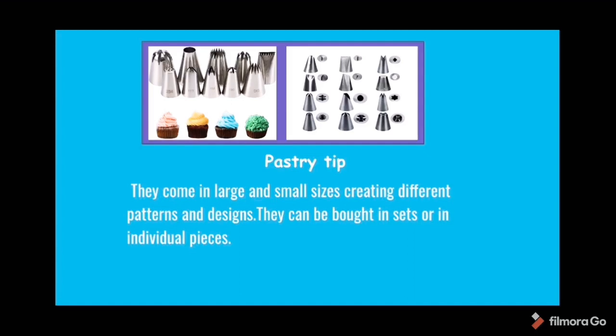Pastry tips come in large and small sizes, creating different patterns and designs. They can be bought in sets or in individual pieces. So when you push the meringue or icing inside a pastry bag, the meringue will come out from the tip of that pastry tip, depending on the design on the tip, it will create rugae or zigzag, depending on your choice. And depending on the availability of the design in the market.